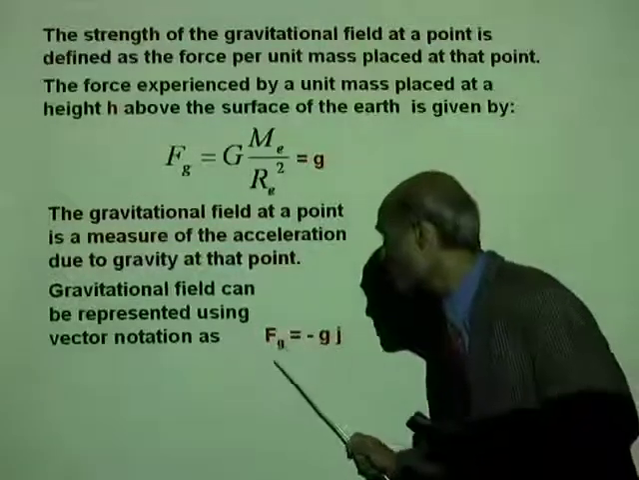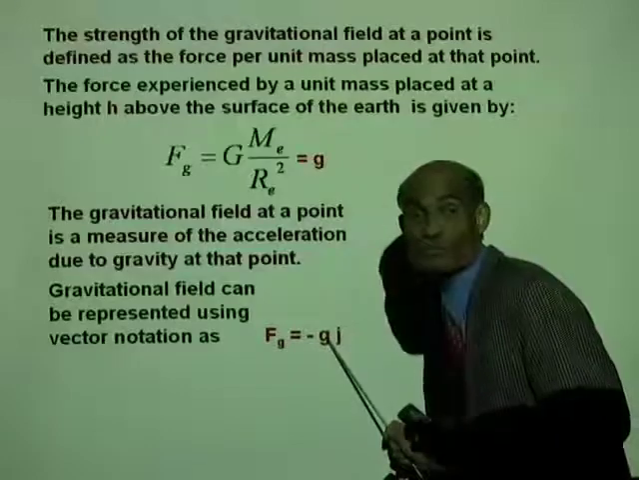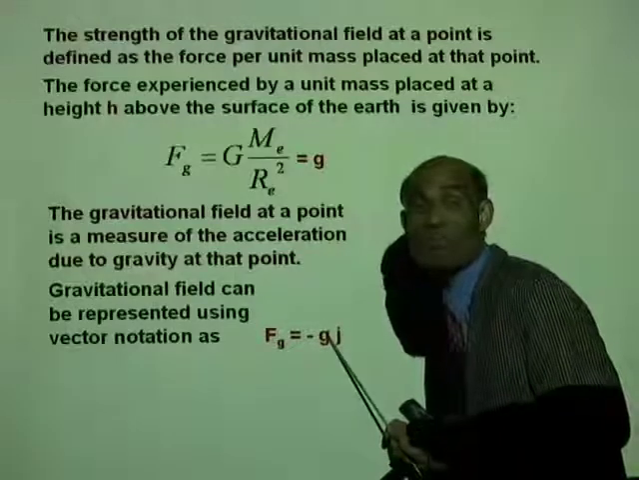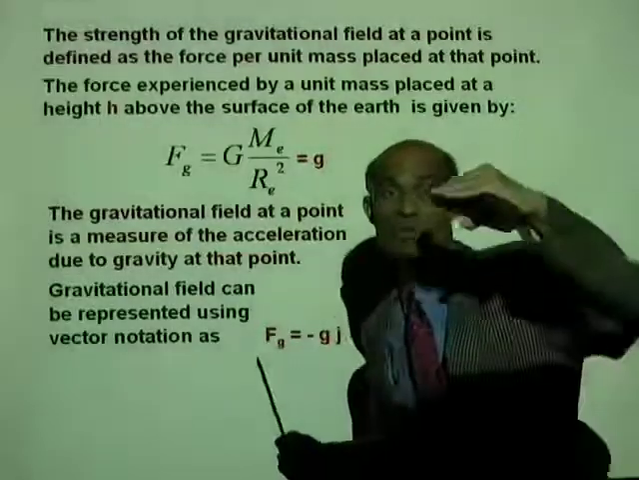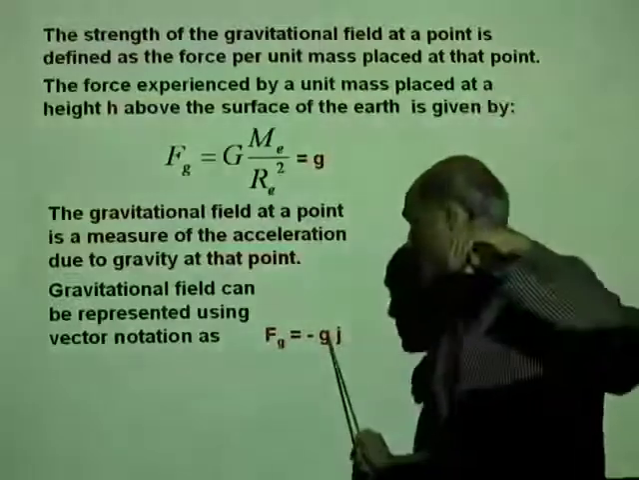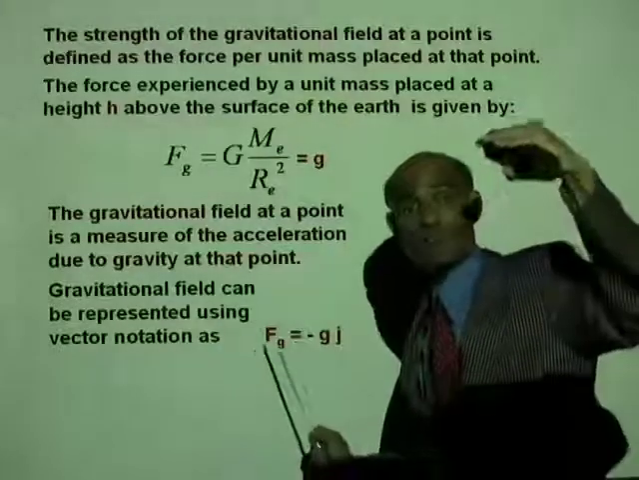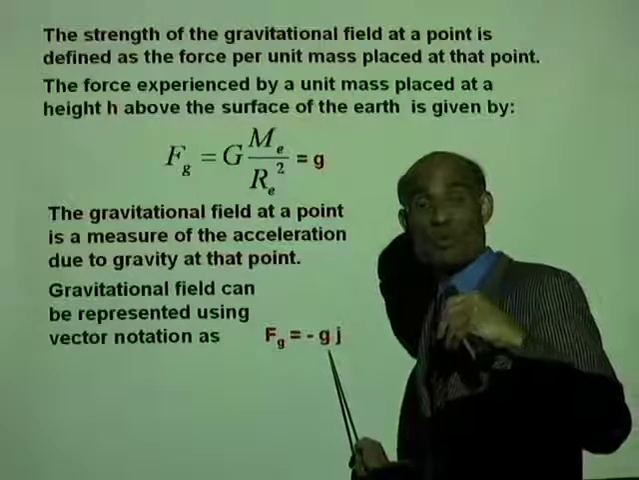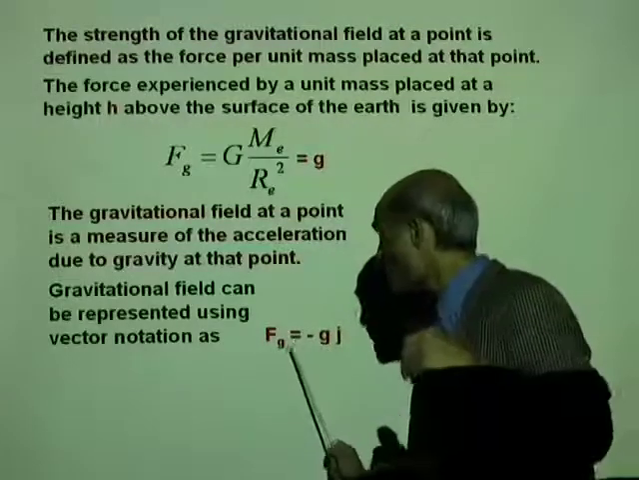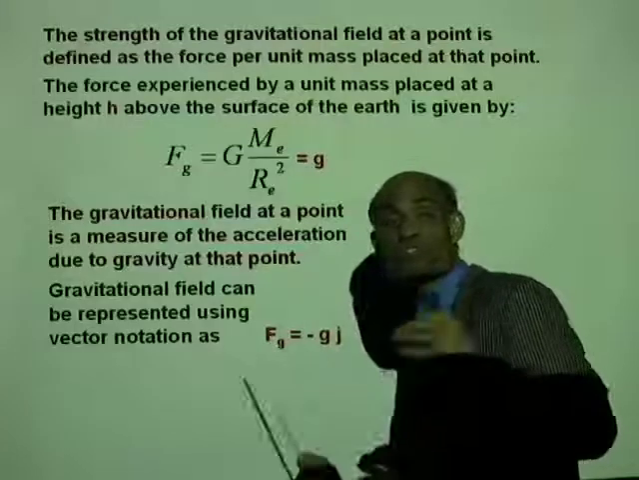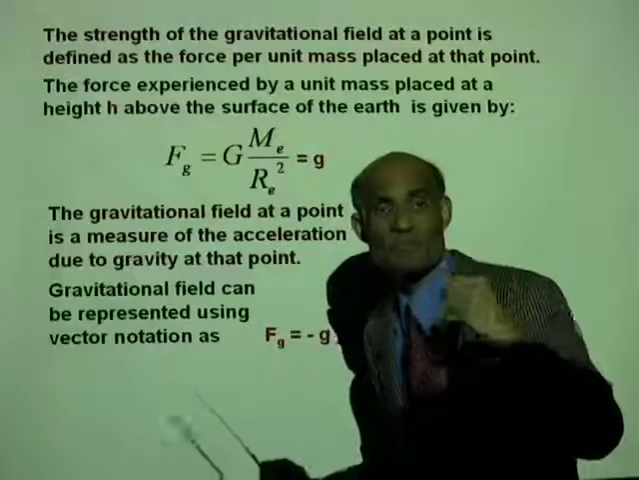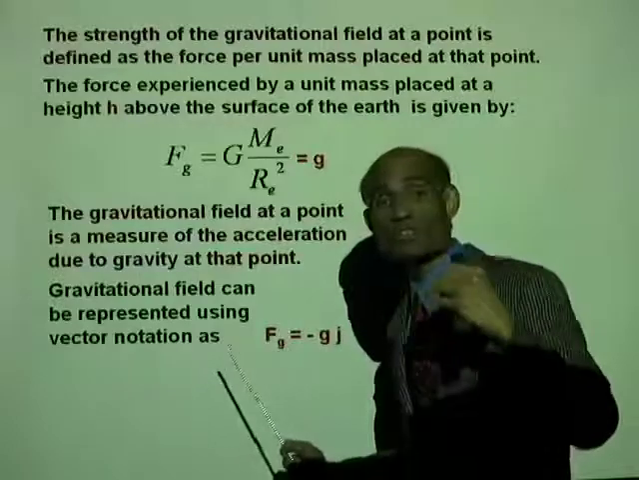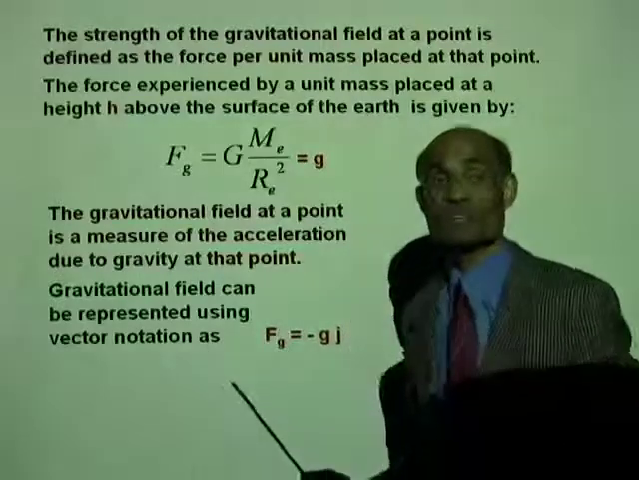The gravitational field is a measure of g at any point. And you can see as we move away from the earth, the value of g will become smaller and smaller. That means the magnitude of this vector will become smaller. Where is the magnitude of this vector the greatest? The magnitude of this vector is the greatest at the surface of the earth.